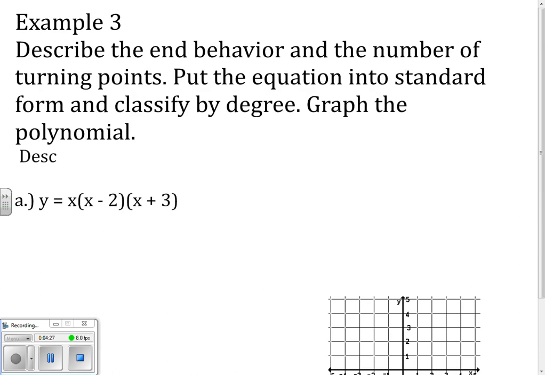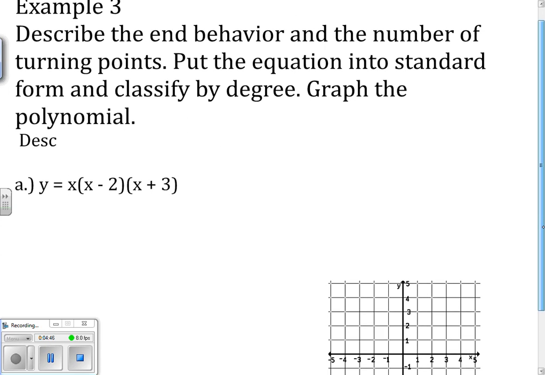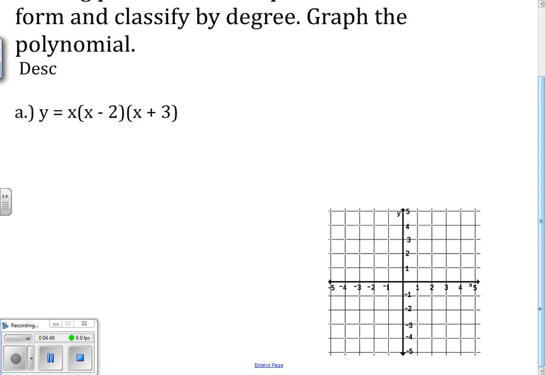So the reason we're talking about end behavior and turning points and roots in the first part of this section is so that we can generally sketch the graph. So they want you to put it in standard form, classify it by its degree, graph the polynomial, all that other stuff. So we're going to start first with the roots. I know that it's probably not something that you remember doing from a couple of lessons ago, but it's probably in your best interest to start there.